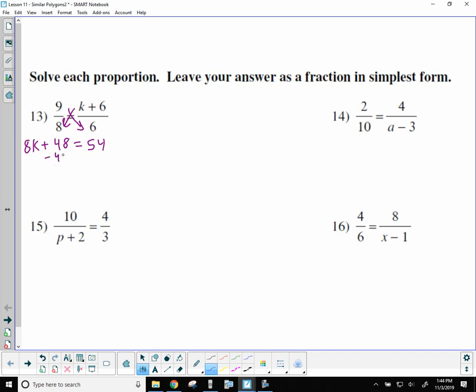Again, you're going to want to subtract 48 from both sides. Basic algebra. 54 minus 48. Trick here, count up. So that's 6. And then divide by 8. So, k is going to be 6 over 8. Now we're going to want to reduce that, so 3 over 4 will be your answer.